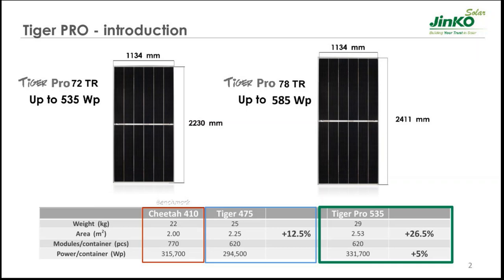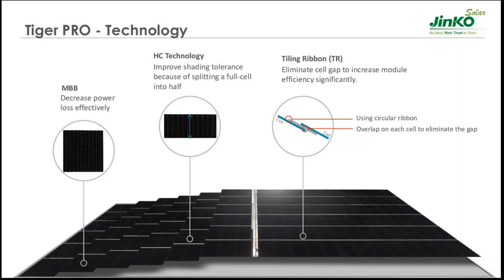Going through the technology itself, what we have changed is basically everything from the cell perspective. Right now, applying the tiling ribbon technology, we eliminate the cell gap and we increase the efficiency. We basically remove the passive area between the cells, the common white area. Now we developed a new concept and structure where we use a circular ribbon between the cells, and there is a small overlap in order to eliminate the gap that I just mentioned.